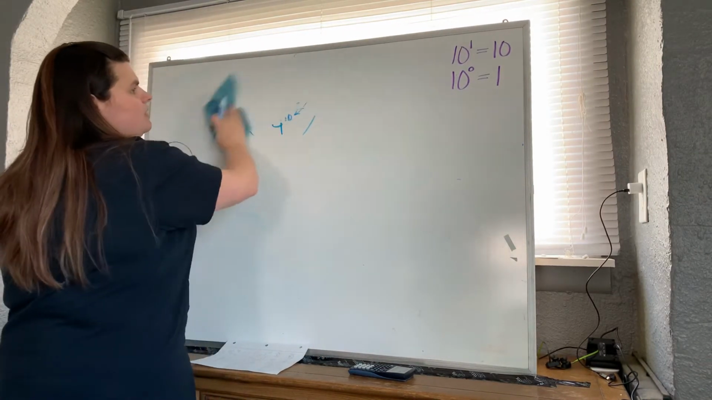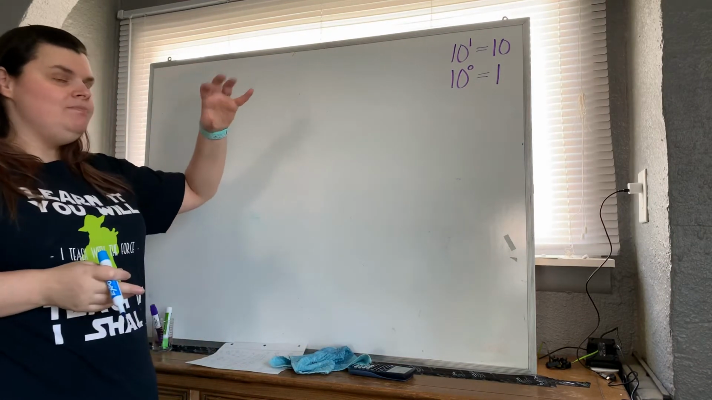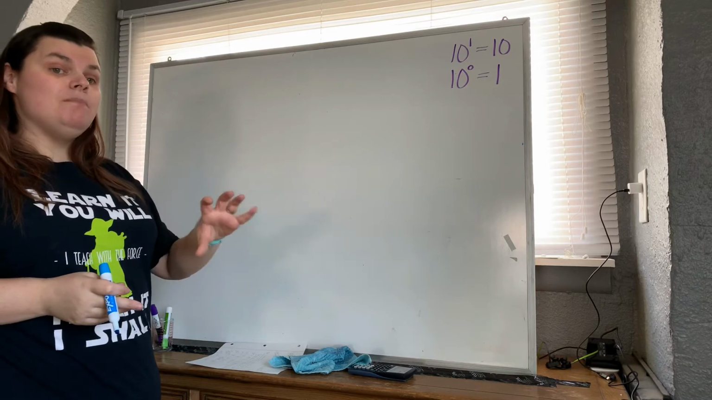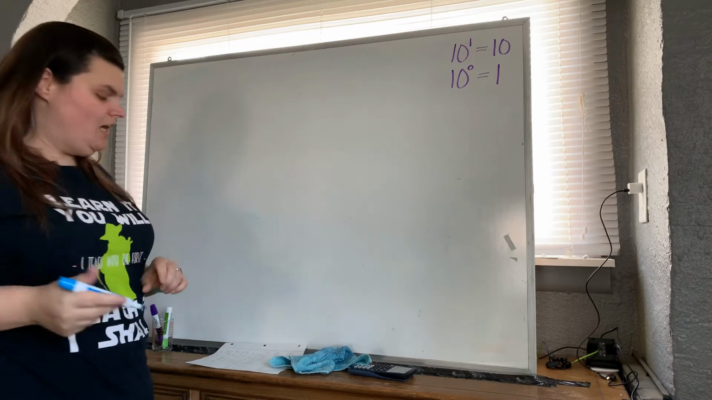Okay, so now let's talk about negative exponents. Negative exponents really just mean that the number is not happy where it is. If it's up top, it's not happy there. If it's on the bottom, it's not happy there. We're just talking top and bottom, like numerator and denominator.